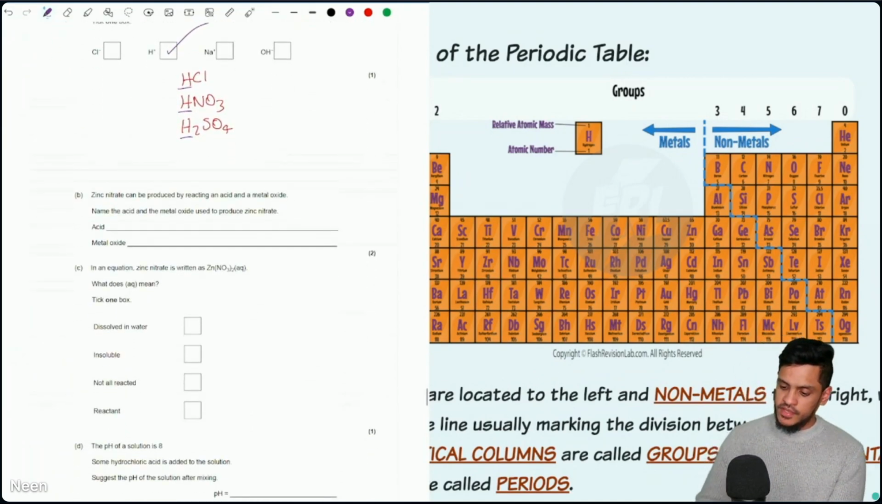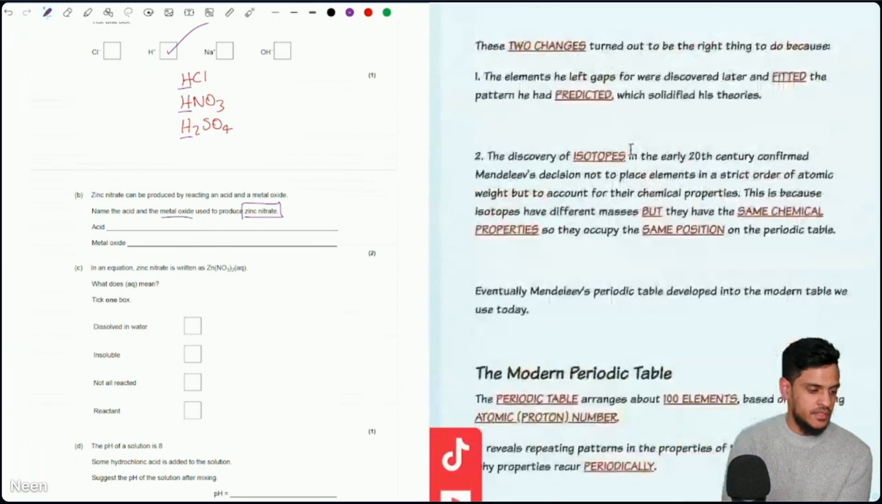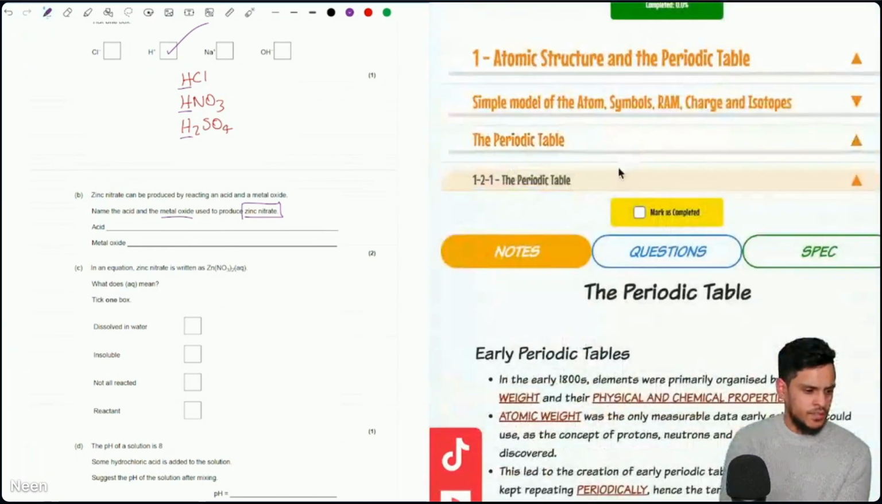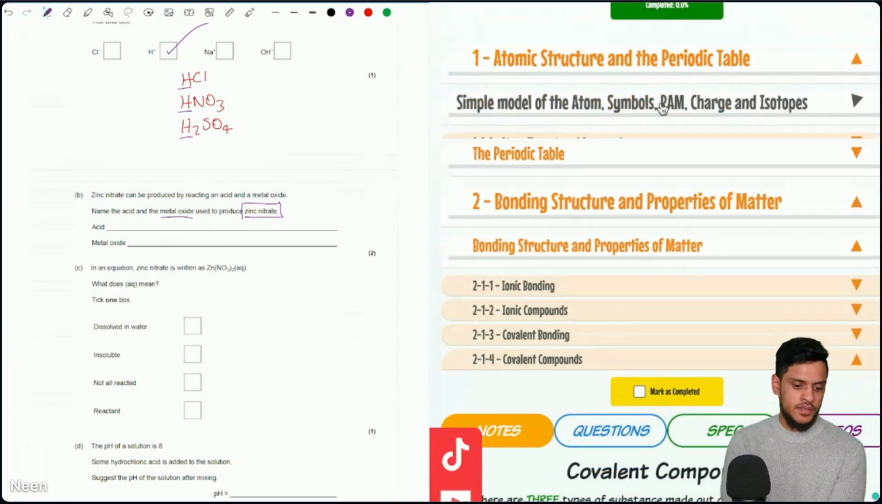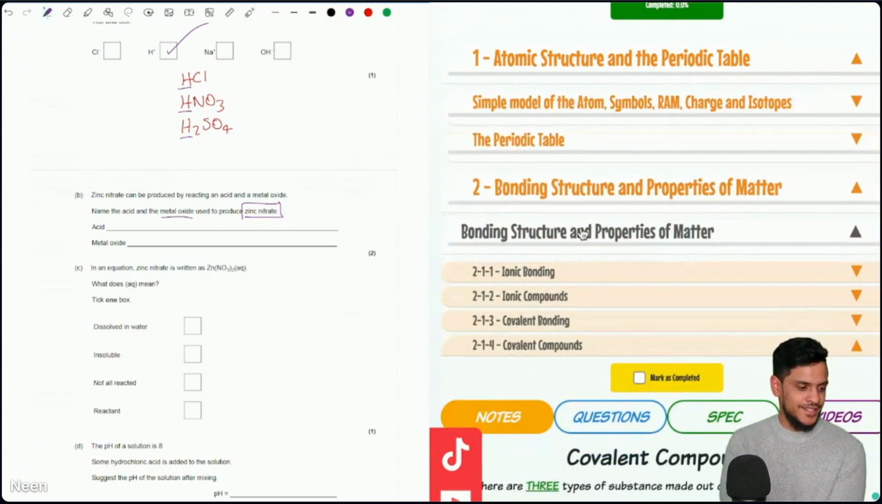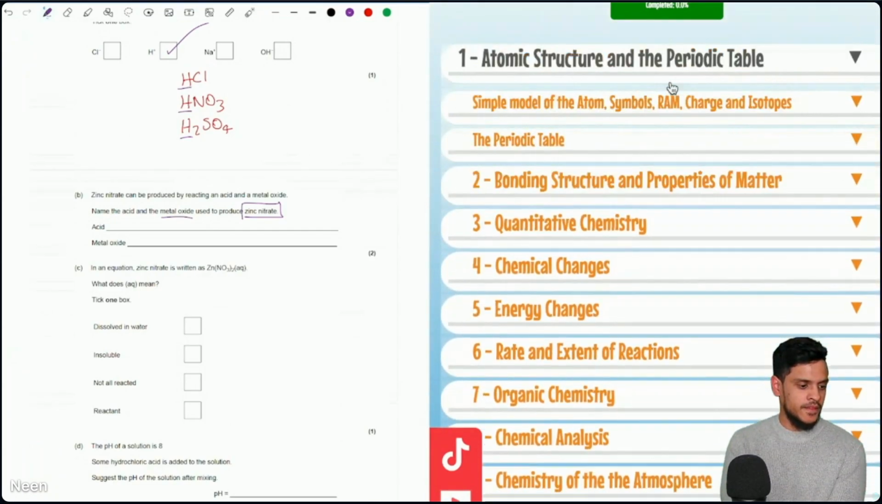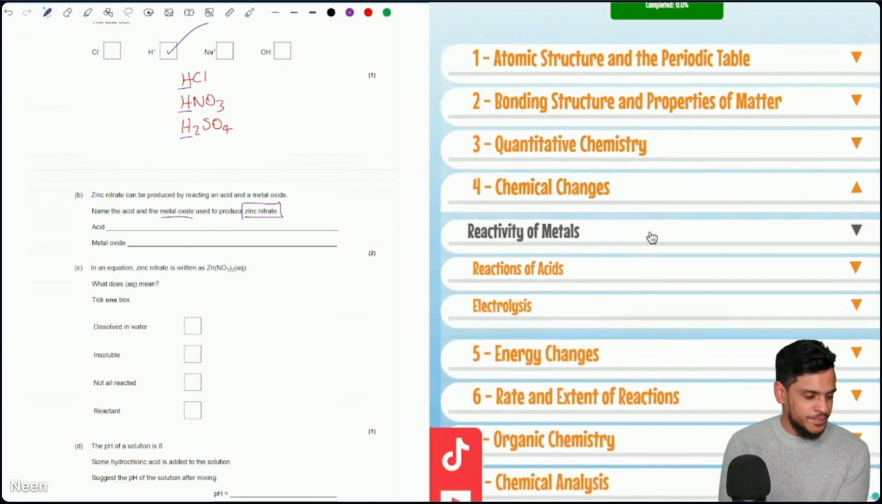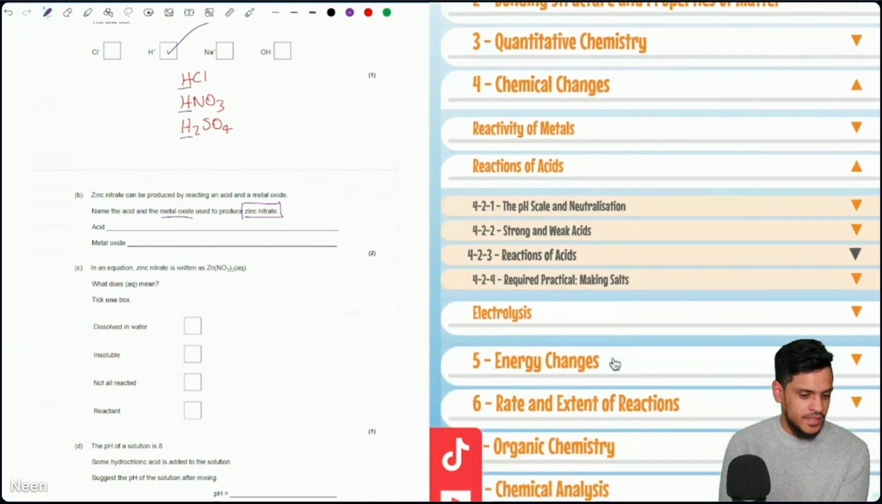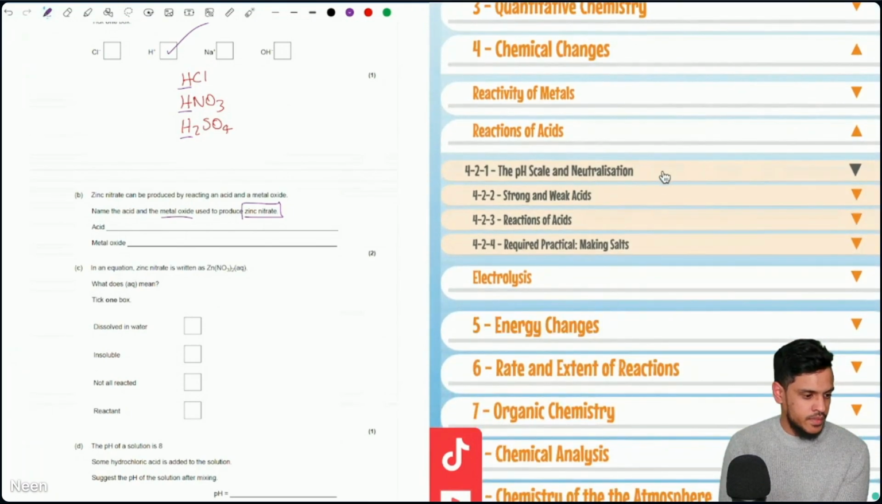Next question: zinc nitrate can be produced by reacting an acid and a metal oxide. Name the acid and metal oxide used to produce zinc nitrate. What do you guys think? How can we produce zinc nitrate? Let me get the notes up. What acid would we need to form a nitrate? Yeah, nitric acid. Not that behind then. Yep, well done, Hanya.